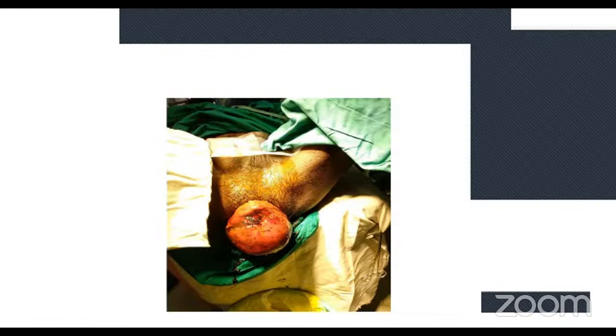Okay. What is this? I told you, anything in surgery is a swelling, dear. Only two things it can be, either swelling or ulcer. So easy, surgery. What is this? Yeah, perfect. It's not CA rectum. CA rectum will be different. It will not come out like this. It's a rectal prolapse.